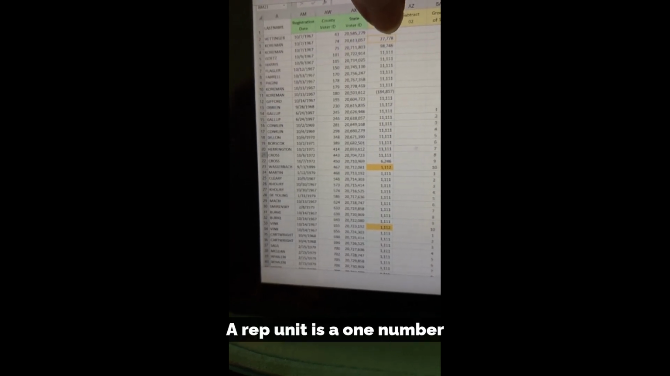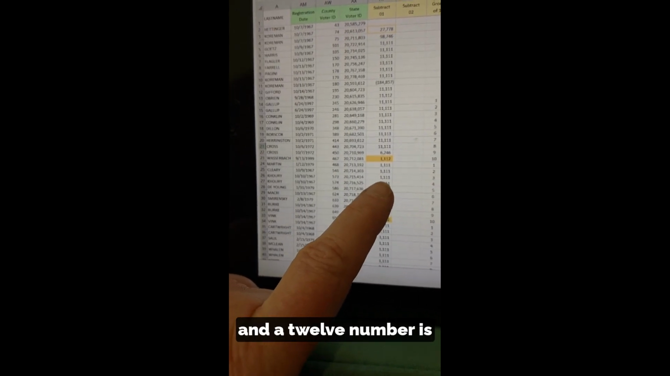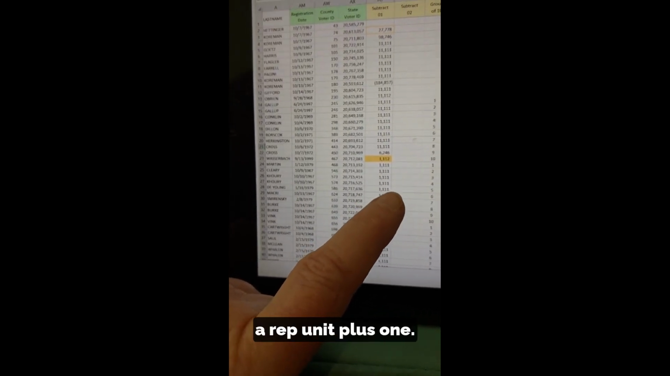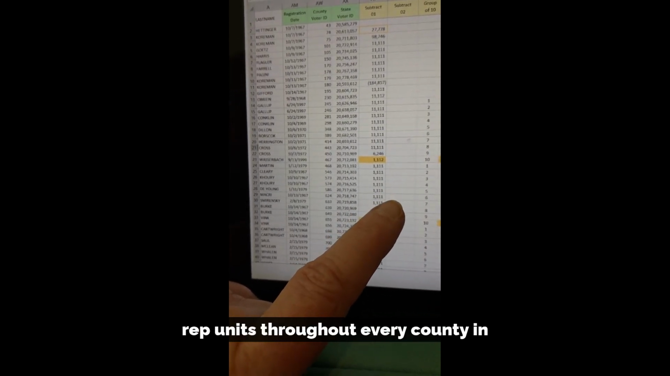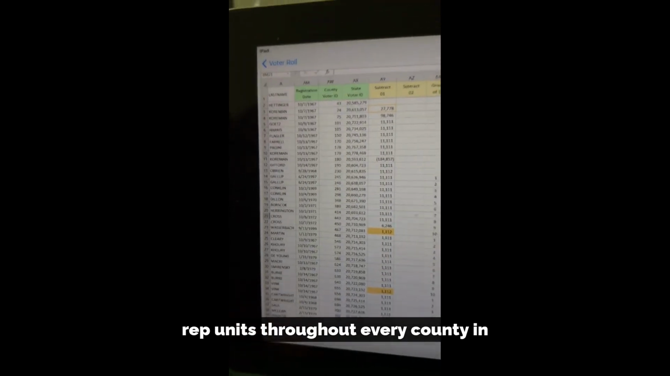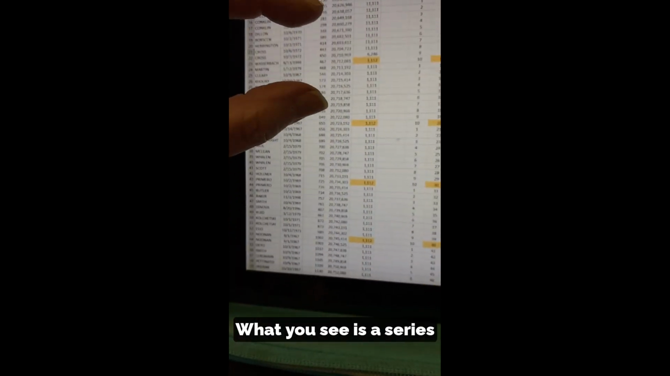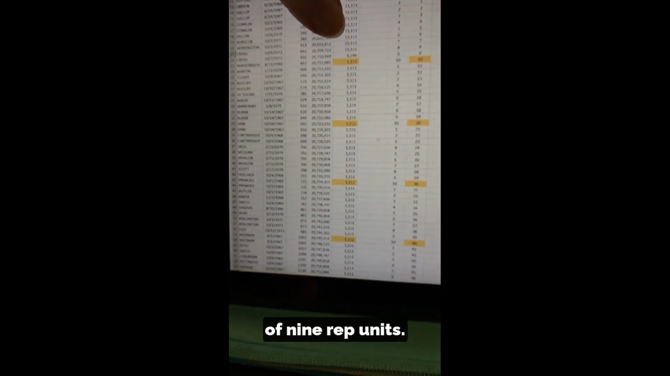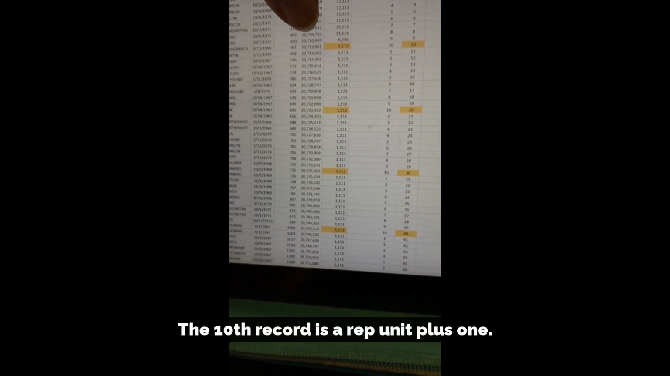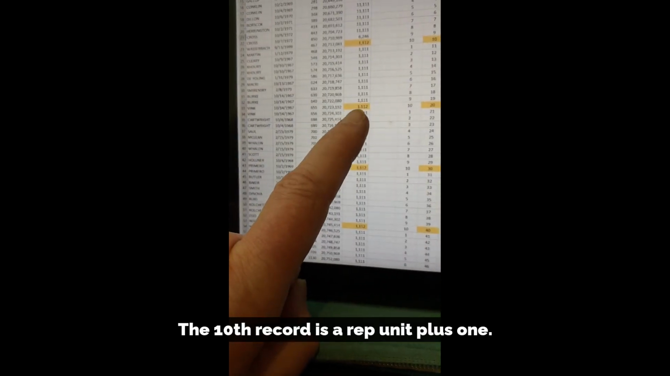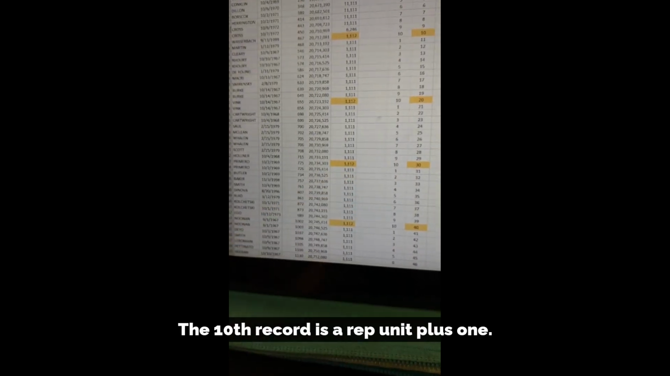Oh my God. A rep unit is a 1 number which repeats, and a 12 number is a rep unit plus 1. And the New York State voter rolls use rep units throughout every county in New York State. What you see is a series of 9 rep units. This is the result of subtraction as described. The 10th record is a rep unit plus 1.